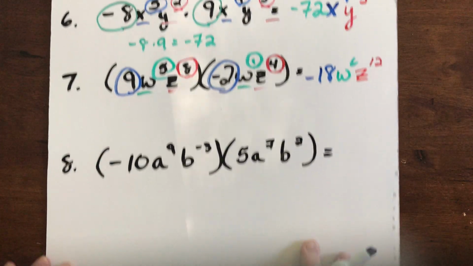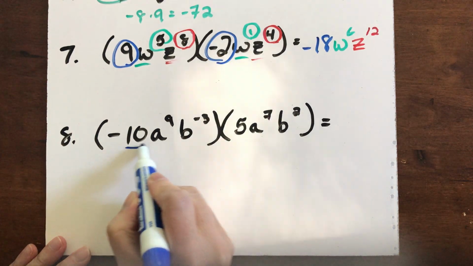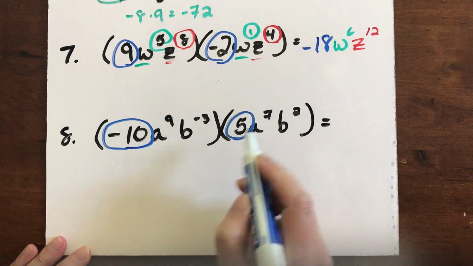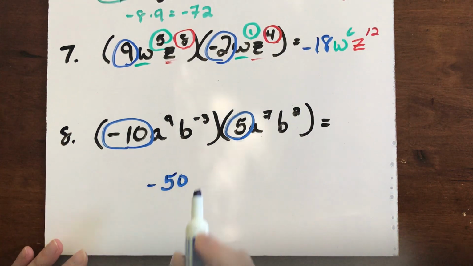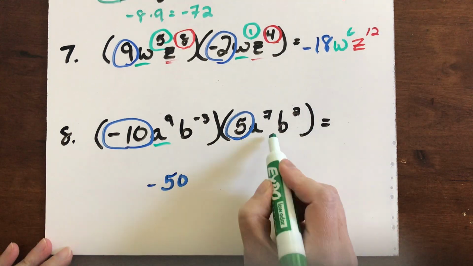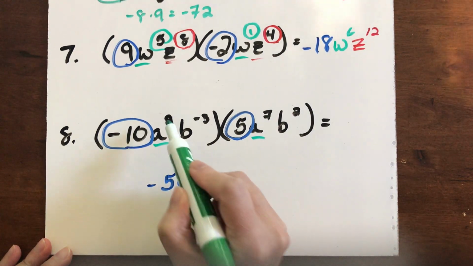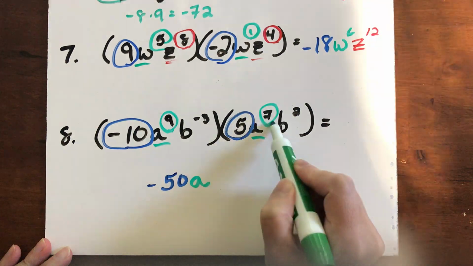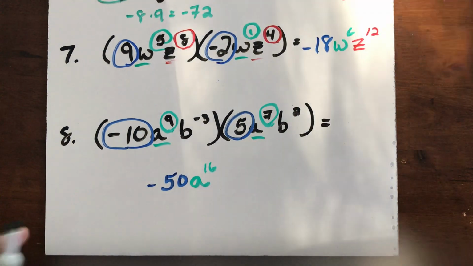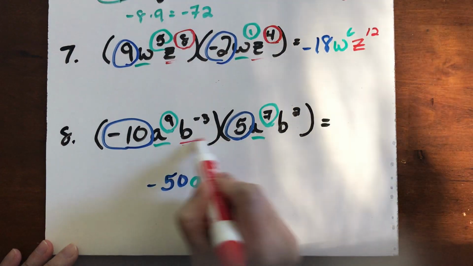All right, let's look at one more. You have negative 10 times 5, which is negative 50. I have 2 different bases. I have an a. Let's deal with the a's right now. 9 and 7 is 16. And then I have the bases of b.